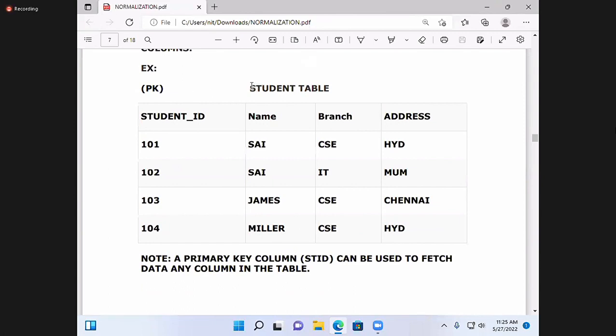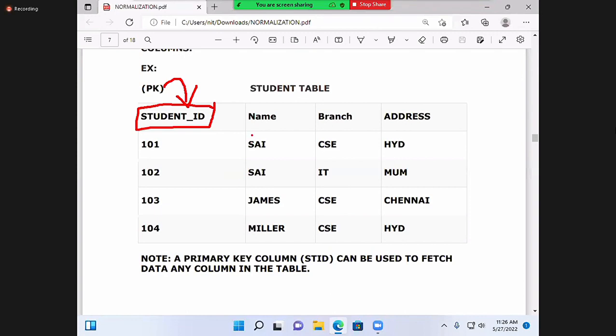Suppose one of my tables is the student table. In the student table, which columns did I take? Student ID, name, branch, and address. On one of these columns I applied the primary key constraint. Which column? The student ID column. That means the student ID column is the key column, right?